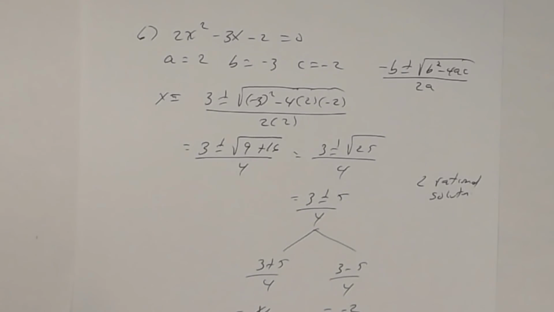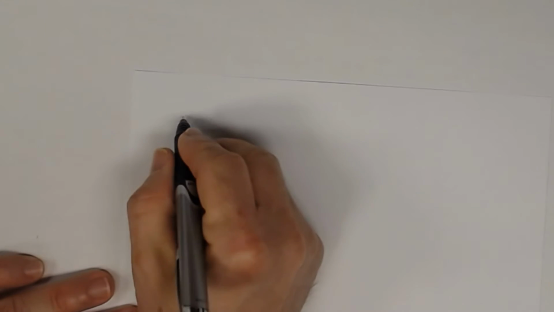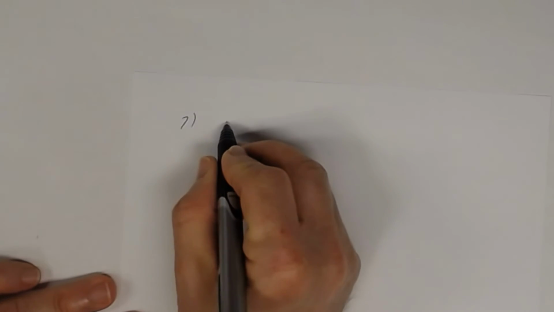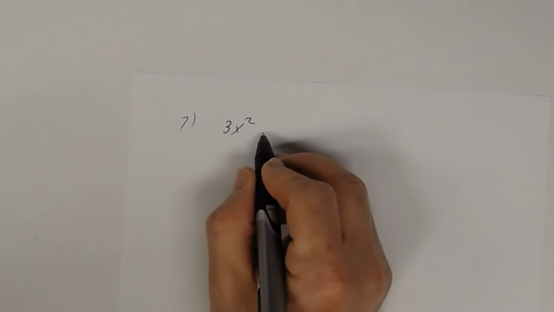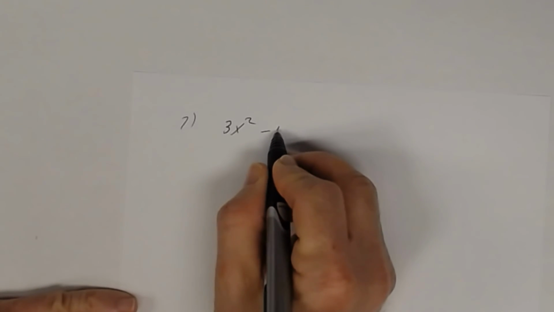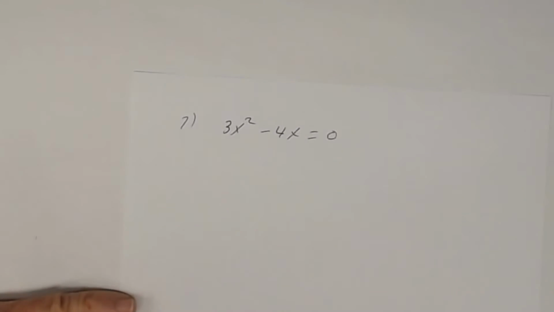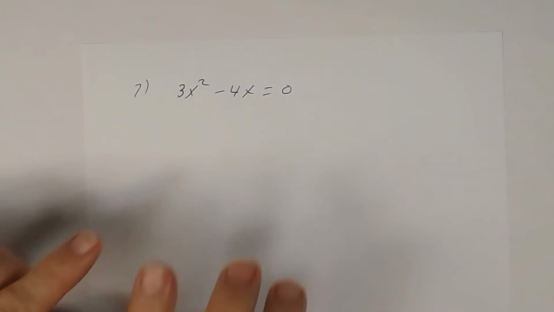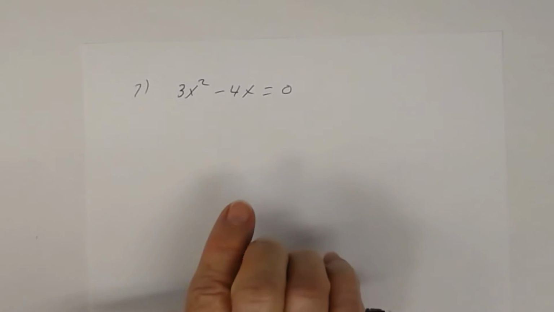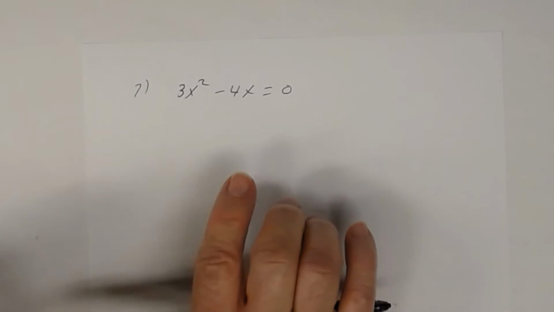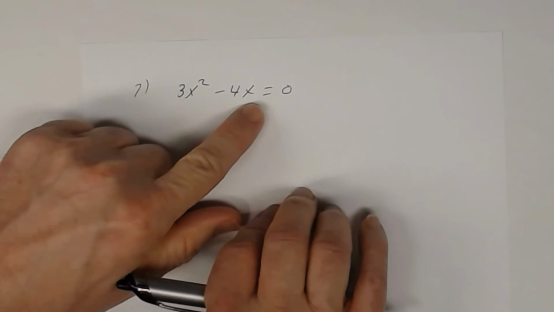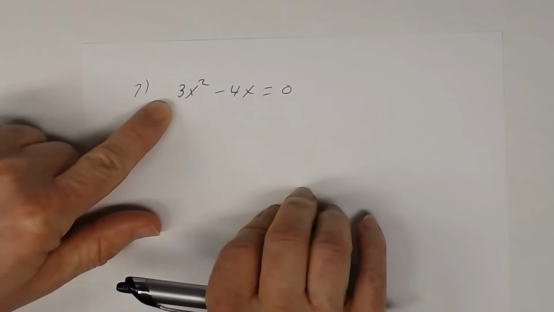And let me just show you one more. So this is number 7. Let's suppose we had 3x squared minus 4x equals 0. All right. Now, again, notice it did say use a quadratic formula. So you must use a quadratic formula. But here, it's so much easier, since there's no constant, to factor out an x.